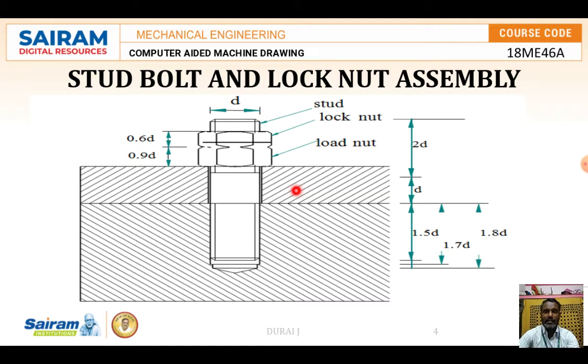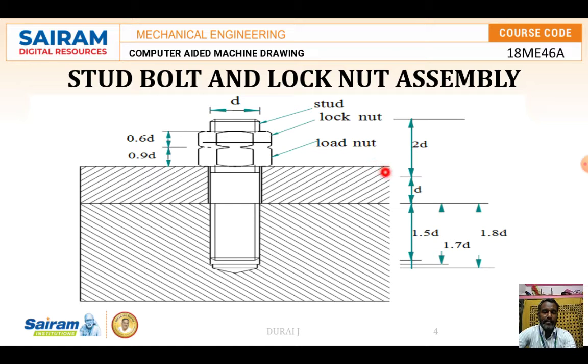The same applies to the stud bolt and lock nut assembly. The diameter is provided in our question, for the lock nut and the load nut. The load nut height is 0.9d, and the lock nut height is 0.6d. These are all the things we have to remember there.